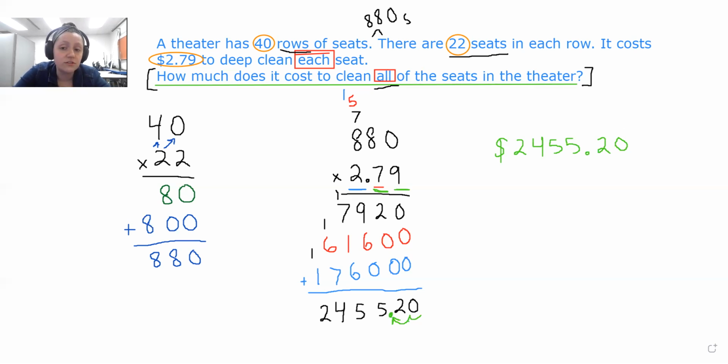I hope that that helps you to understand how to do multiplication with decimals in a story problem. If you have any questions, please feel free to reach out.